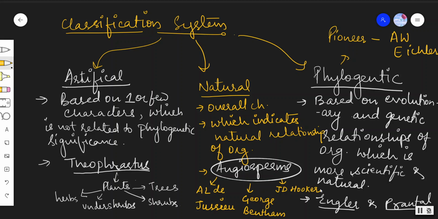Okay, so this was the introduction to the classification system, and I'm going to tell you about a few more systems given by scientists. Let me write it down. Other classification systems.